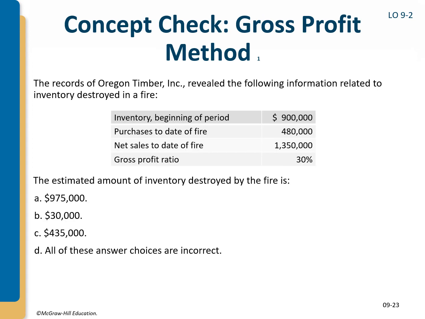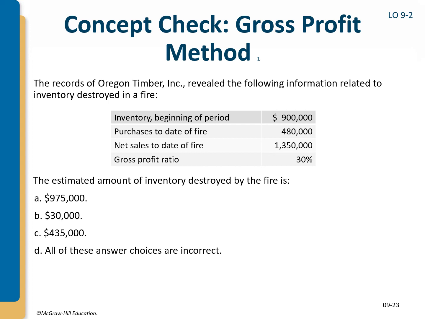One more example. The records of Oregon Timber, Inc. reveal the following information related to inventory destroyed in a fire. So inventory begins at $900,000 and purchases to the date of the fire are $480,000. So if you add 900 and 480, everything the company could have sold cost $1,380,000. The net sales to the date of the fire were $1,350,000.